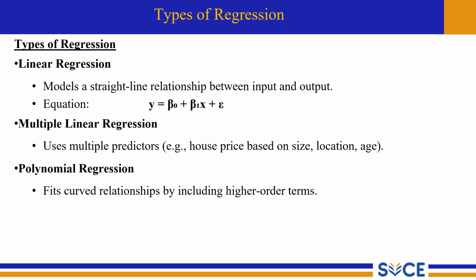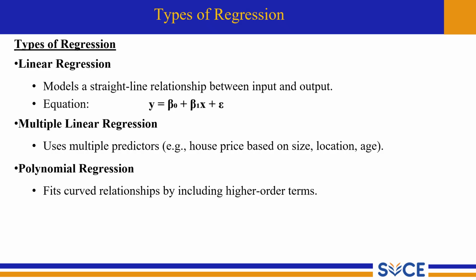Next is multiple linear regression. Here, instead of using just one input variable, we can use multiple predictors. For example, predicting the price of a house may depend on its size, location, age, and other features. This helps us model more realistic scenarios where many factors contribute to the final outcome.